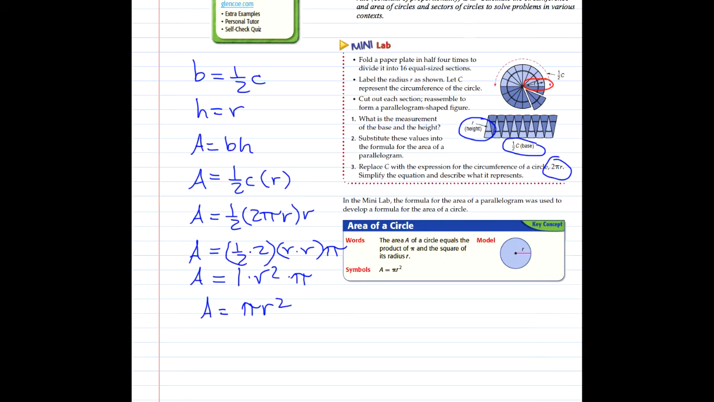In the mini lab, the formula for the area of a parallelogram was used to develop a formula for the area of a circle. The area of a circle equals the product of pi, which is the ratio of circumference to diameter, and the square of its radius. Area equals pi r squared. Key concept.